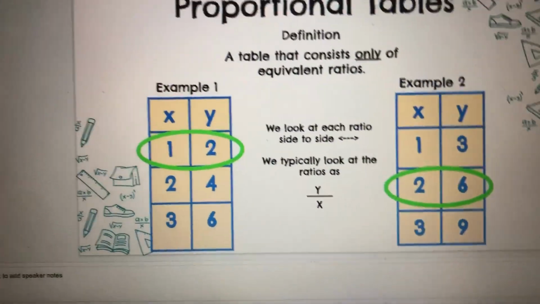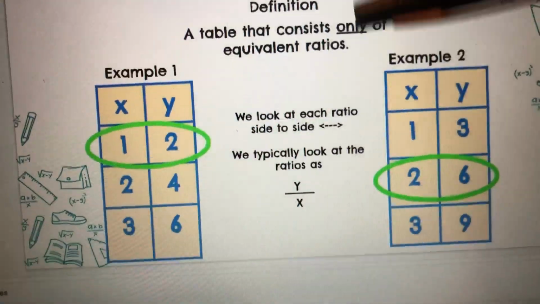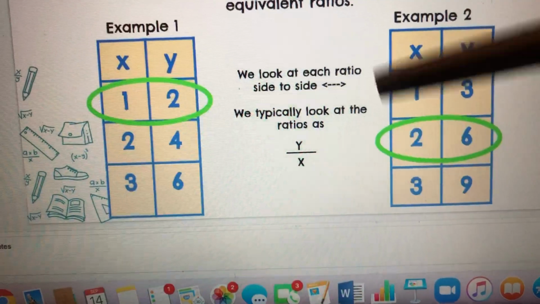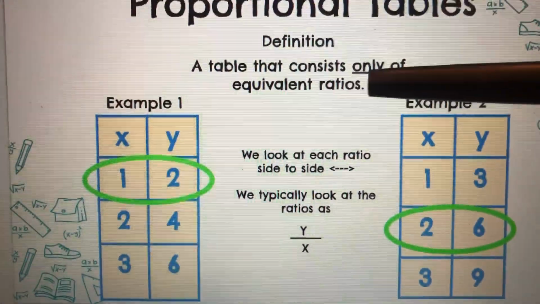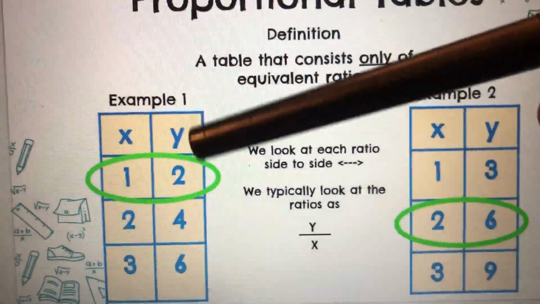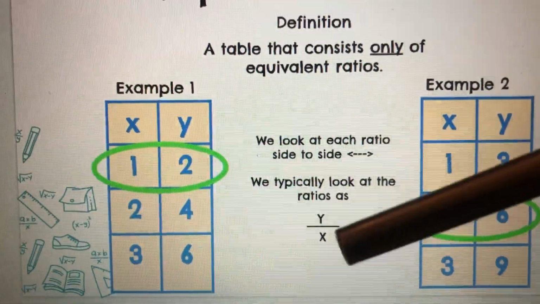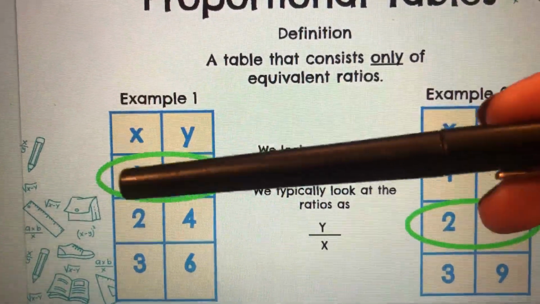So let's get started, and we're going to talk about proportional tables. What we talked about was that a proportional table is a table that consists only of equivalent ratios. The first thing that we had discussed was that in a table, what we usually look at is the ratios from side to side.